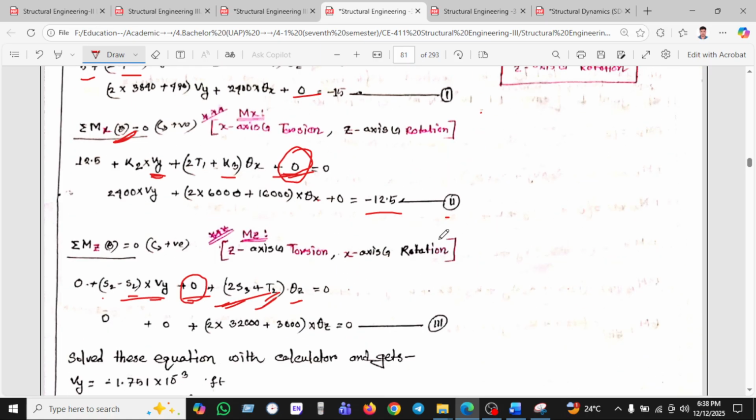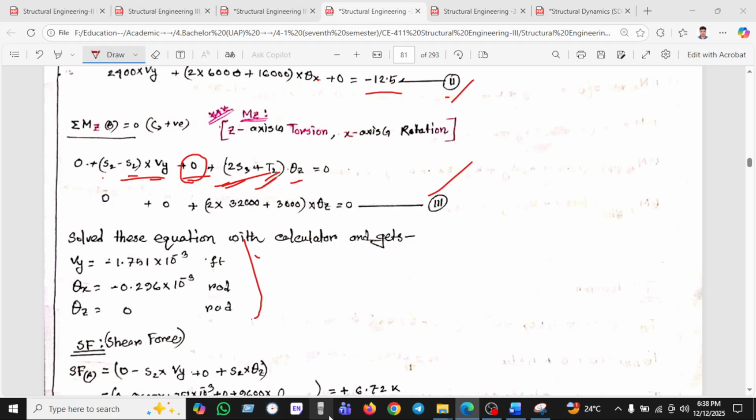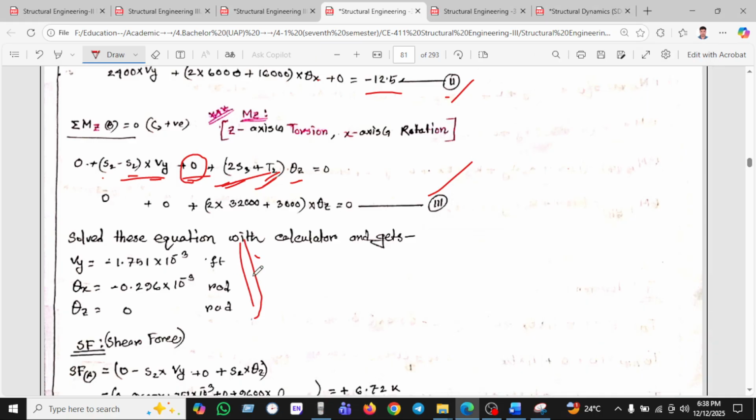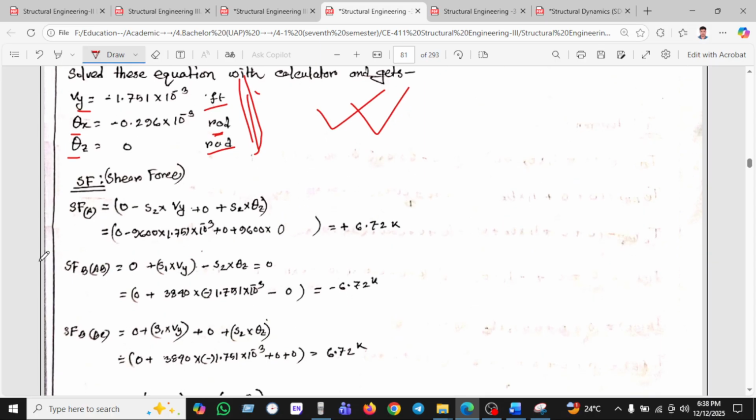After putting this value, we put and solve these 3 equations, equation 1, 2, 3, with this calculator and find this equation, which is: delta y is found to be minus 0.75 times 10 to the power 3 feet, theta x will be minus 0.269 radian, and theta z will be 0 radian. Okay, these are the angle, deflection and rotation.